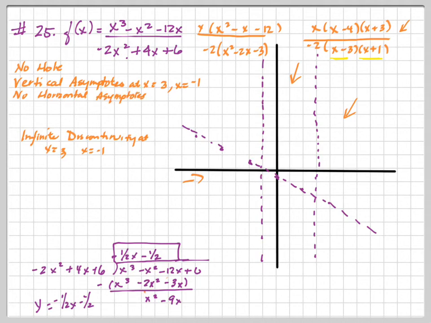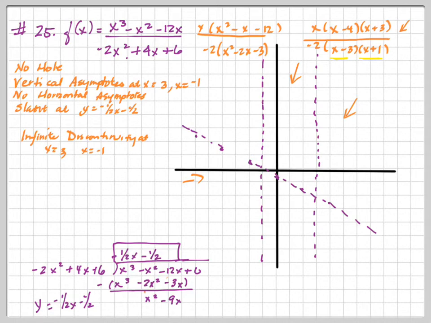And you have the vertical slant. You don't have to put this, but it helps you graph it. Y equals negative 1/2 x minus 1/2. And let's see. Okay, we need the x-intercepts.